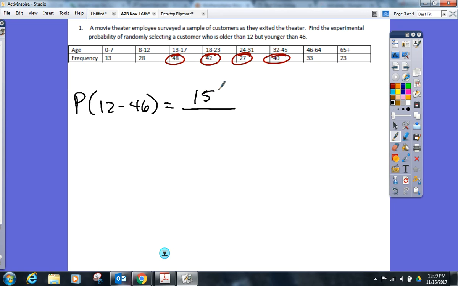157. Brandon, how do I find what the denominator is going to be here? That's my total, right? Hey, how many total people took this survey? 157 plus the remaining ones, which would be 254. And I can tell you that doesn't reduce, so we'll keep it as that. Questions on how we found both there?